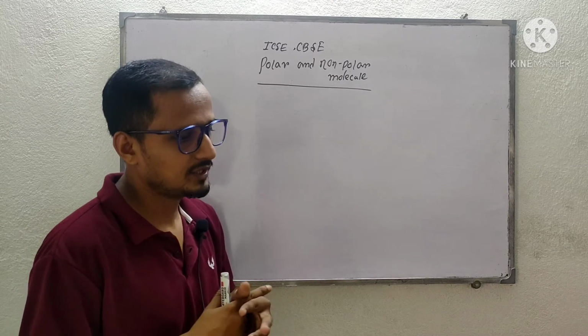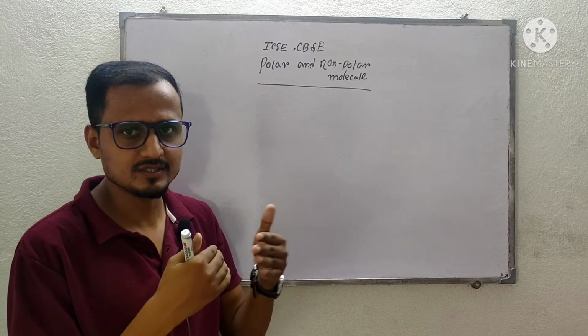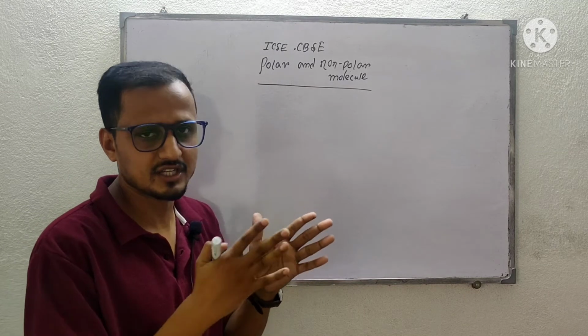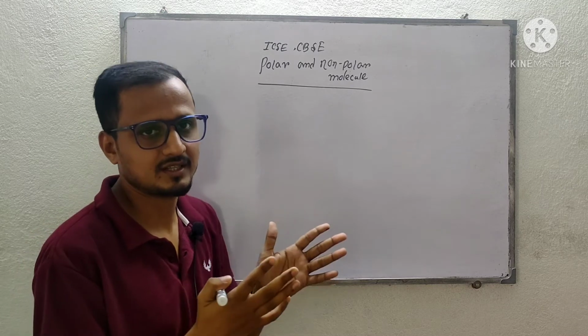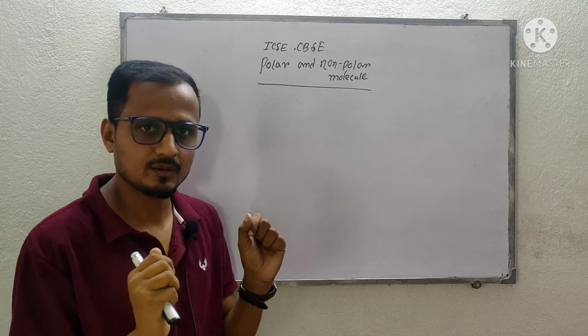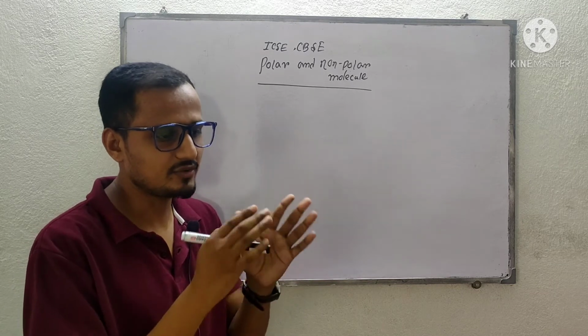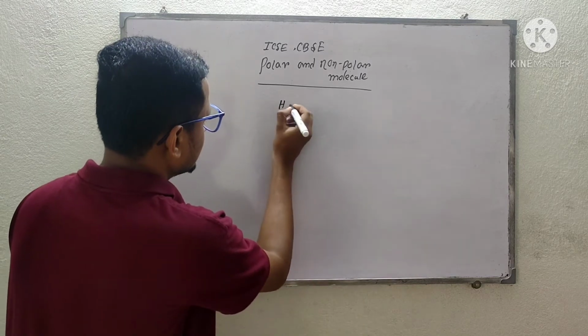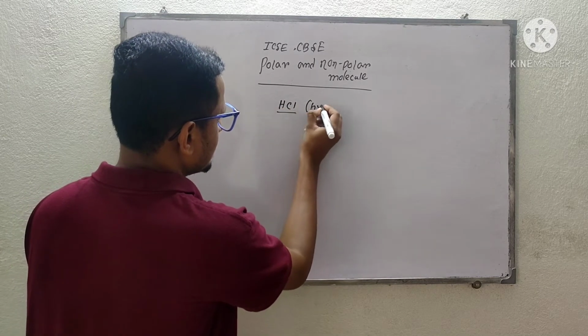Now you know that in the case of covalent molecules there will be a difference in the electronegativity, but not much of a difference in the electronegativity between the atoms. But some compounds are there where we can see the difference. Say HCl, hydrogen chloride.